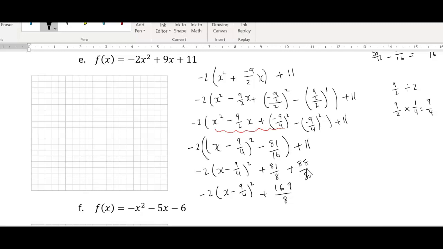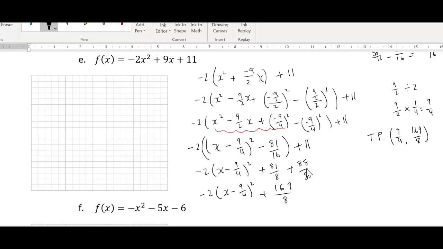Now, this is a negative parabola. We've been dilated by a factor of 2 from the x-axis. It's been shifted along the x-axis by 9 on 4 in the positive direction, and it's gone up 169 on 8. So we can read those transformations. We can also read the turning point. So I'm going to do that over here. Our turning point is at 9 on 4, 169 on 8.